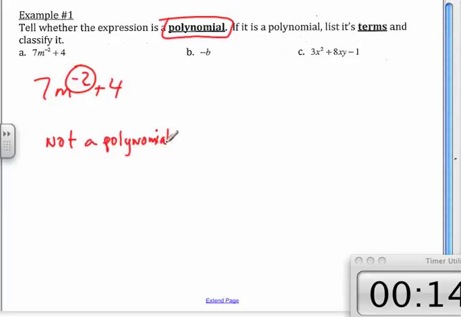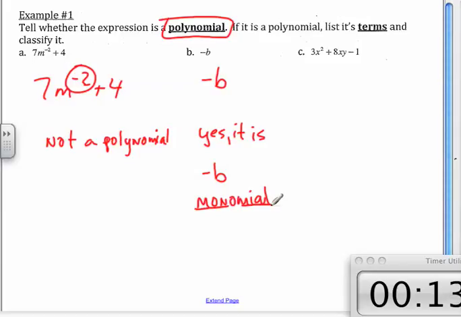Now, let's look at the next one. It says, tell whether the expression is a polynomial. Well, if I look at this, it says negative b. Yes, it is a polynomial. Now, it's a certain kind of polynomial. It says first I need to list its terms. Well, it only has one term, negative b. And if it only has one term, we call it a monomial. Because it has only one term, monomial.